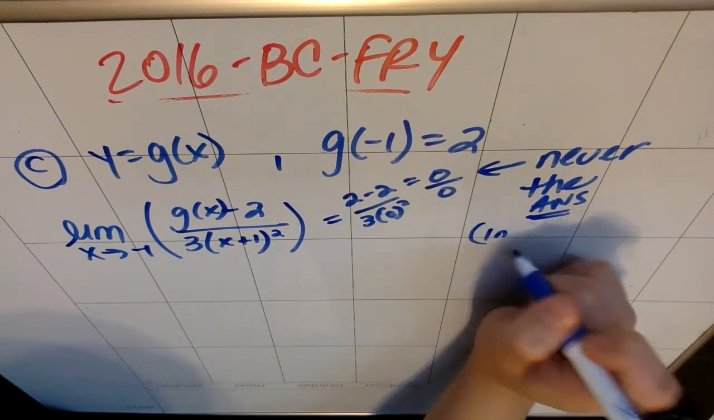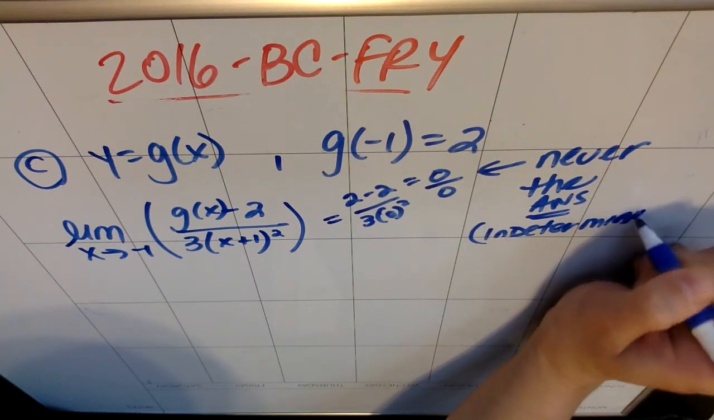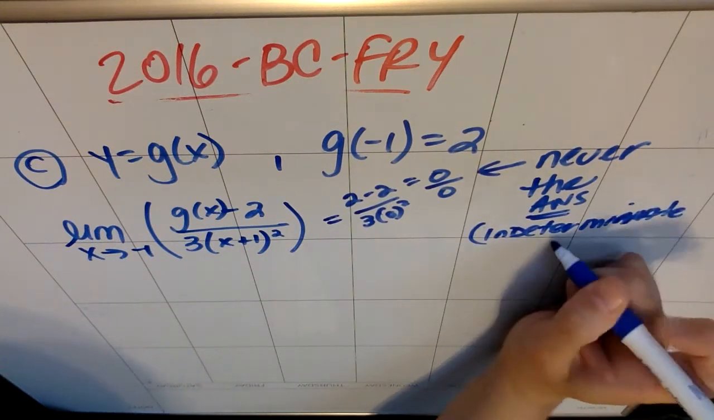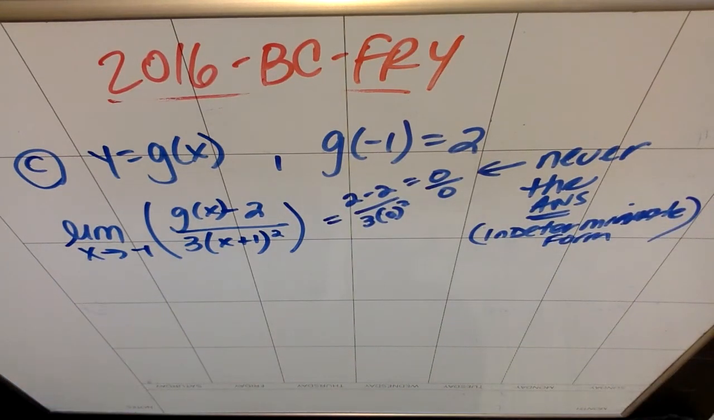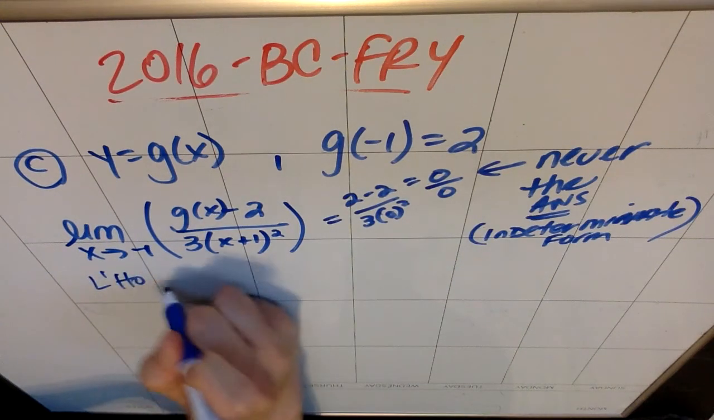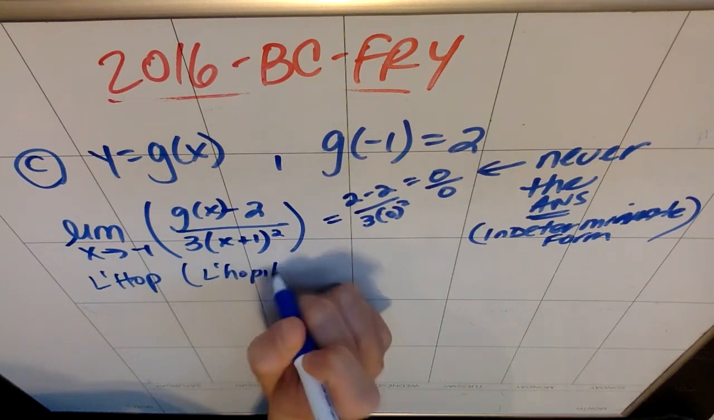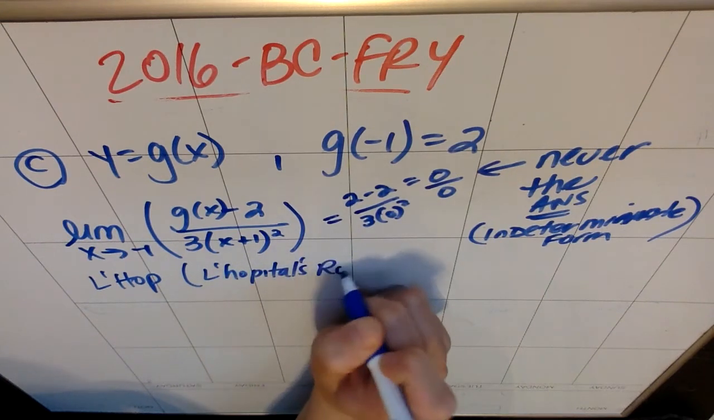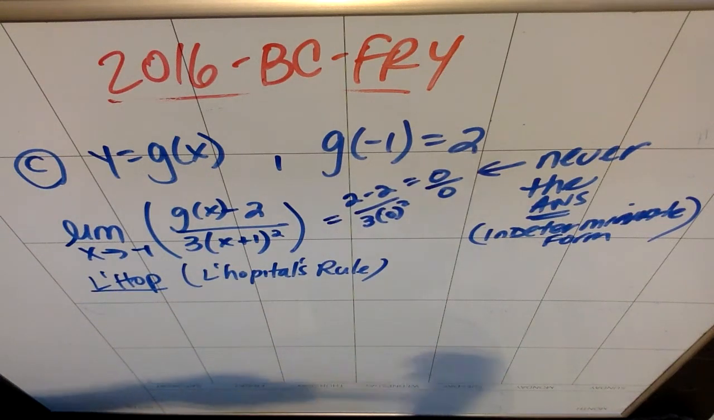Indeterminate form. Meaning it's not a number, it's not the answer. So what it does give us the free pass to do, though, is use L'Hopital's. I just like to write L-hop, but it's totally L'Hopital's rule. I'm just super lazy, and I write LOP. So we're going to go ahead and use L'Hopital's.